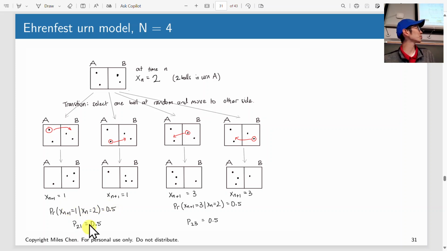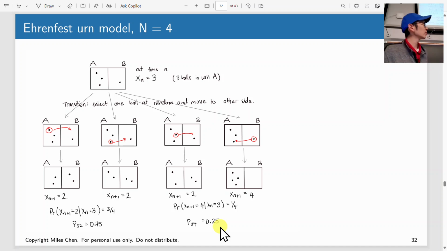And so that transition probability has the label P(2,1). Currently at 2, moving to state 1, that has a probability of 0.5. And likewise, P(2,3) has a probability of 0.5. That is the probability of beginning at state 2, where I have two balls in A, and ending up with three balls in A. So X at time n is 2, X at time n plus 1 is 3, so that's P(2,3). That probability is 0.5.